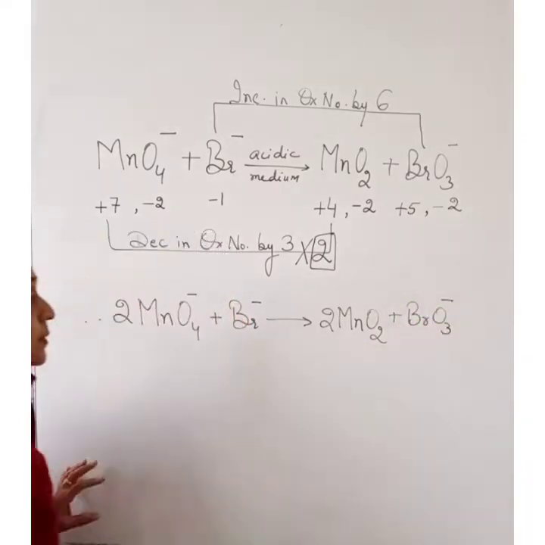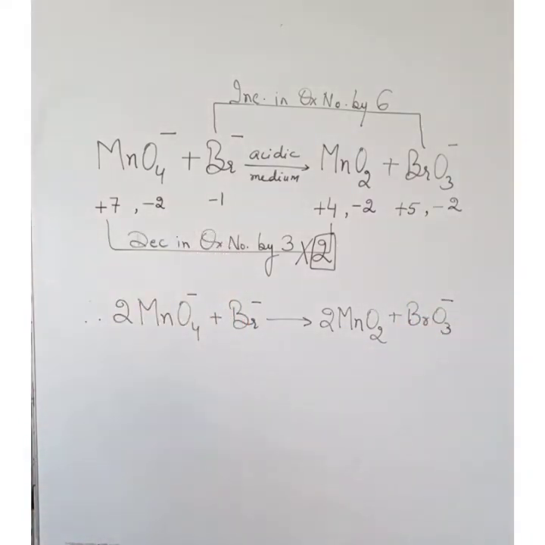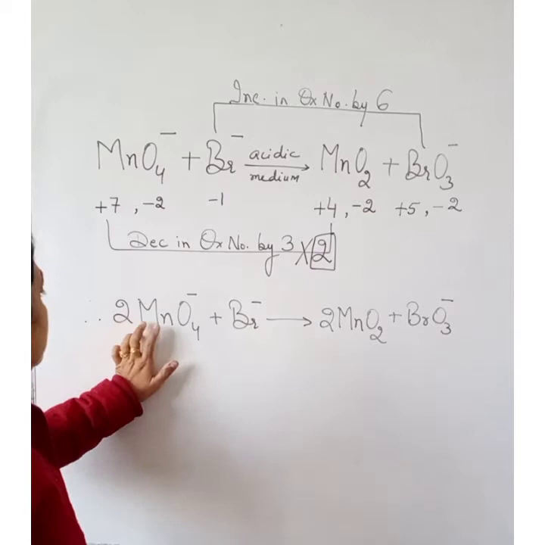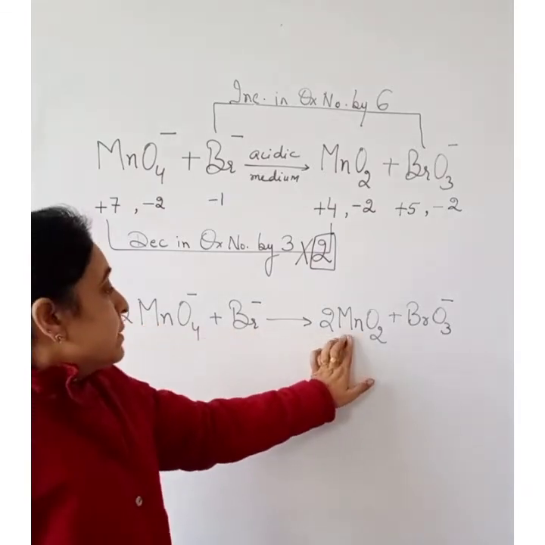BrO3 minus. Now the next rule says that balance the chemical equation with respect to other atoms except hydrogen and oxygen. Now check: 2Mn, 2Mn balanced.